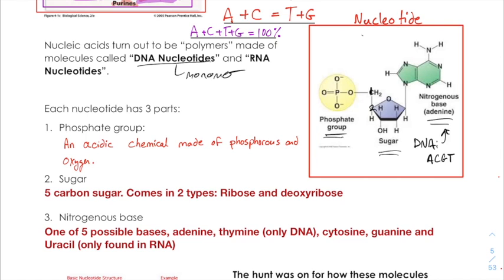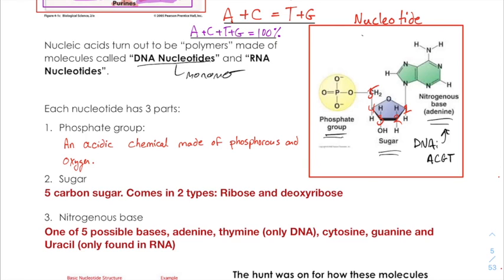1, 2, 3, 4, and 5 carbons there. Maybe I should have used red. So that's your 5 carbon sugar. Sometimes people use a shorthand of 5C. So I'm actually going to label them the proper way: 1, 2, 3, 4, and 5. So it has these 5 carbons.